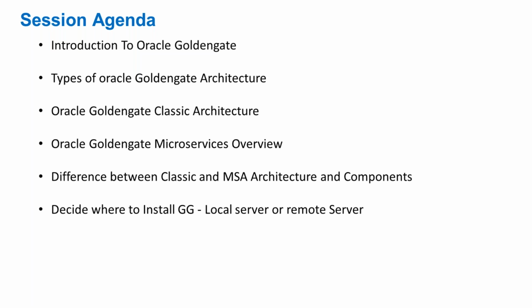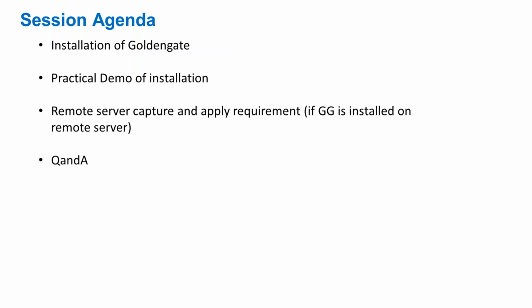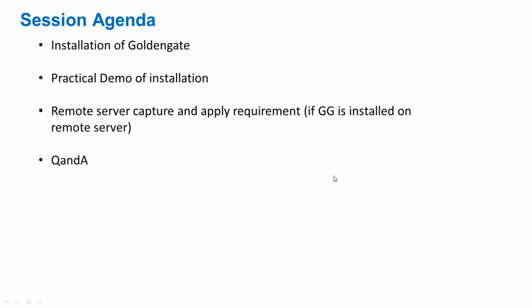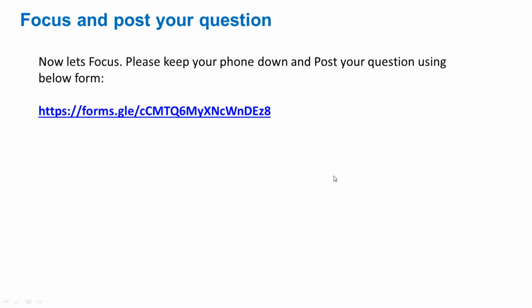Then we are going to discuss where we can install Oracle Golden Gate. What are the possible options? Local server or remote server, where we should be installing it. Then we are going to discuss installation of Oracle Golden Gate, which is going to be the practical session. Then we'll be discussing remote server capture and apply requirement, and then we'll have a question and answer session.